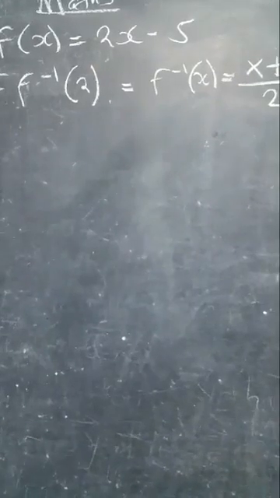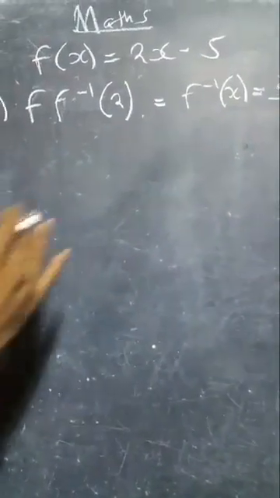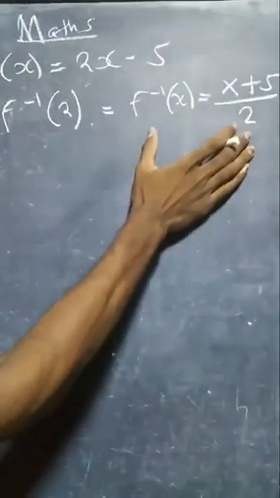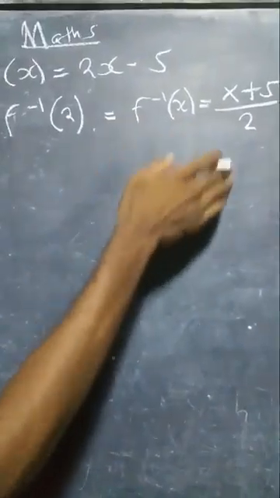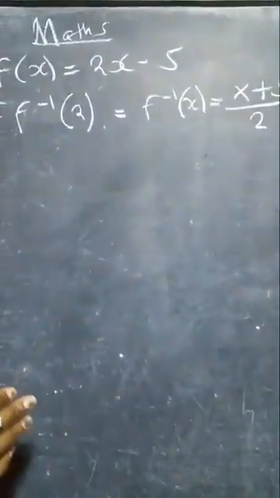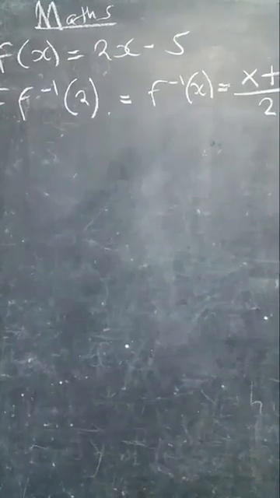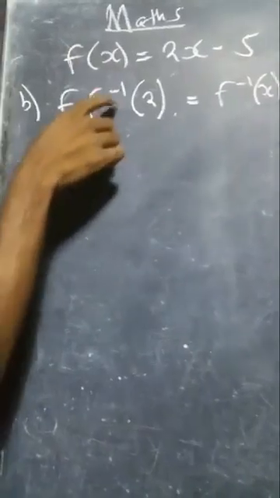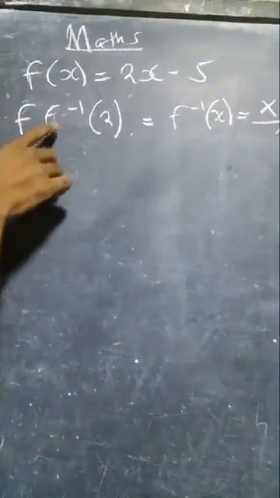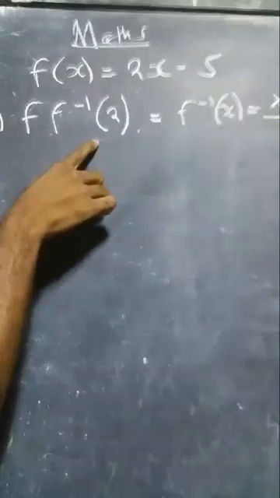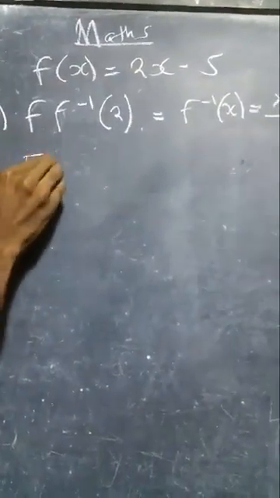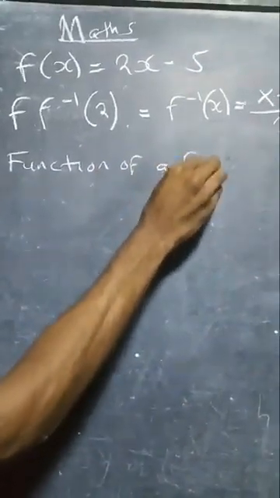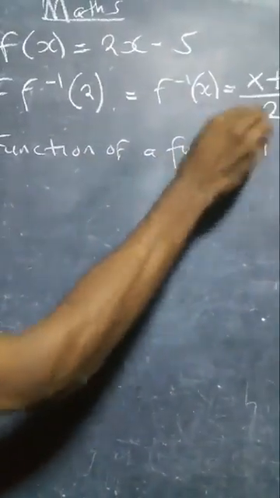These are functions, of course. If you didn't watch the earlier video, we did a video around 12, and this is the inverse that we found. F inverse of x is equal to x plus 5 divided by 2. That was our inverse. So we are finding f inverse of 2. So this is what is known as a function of a function, or composite function.